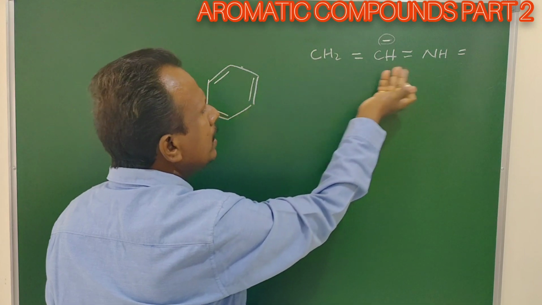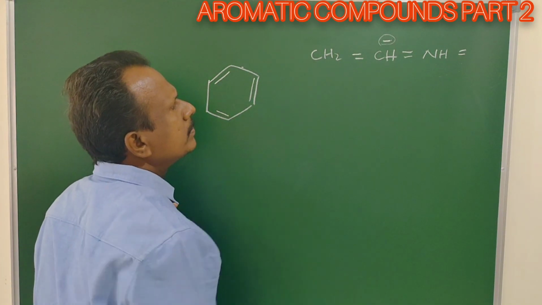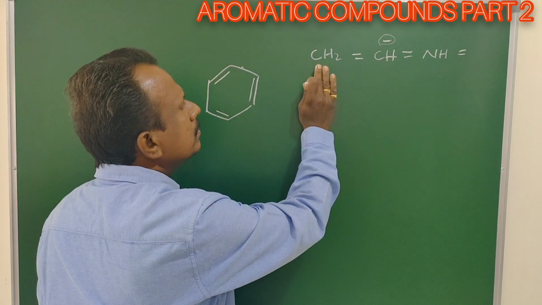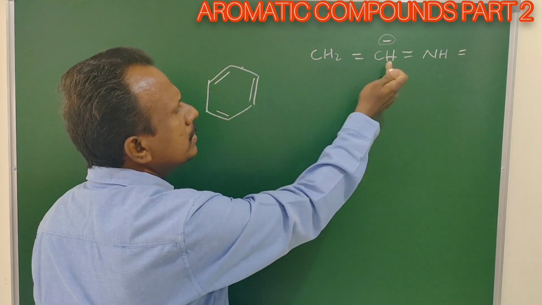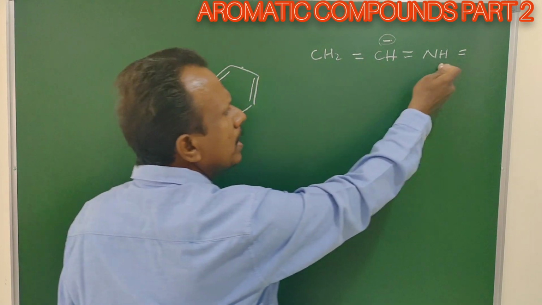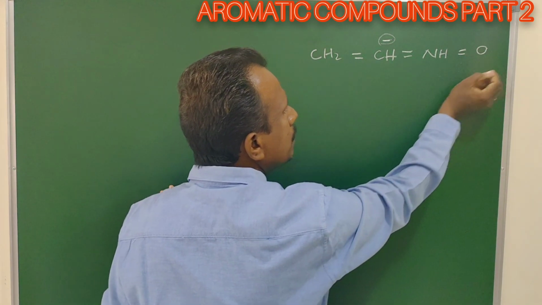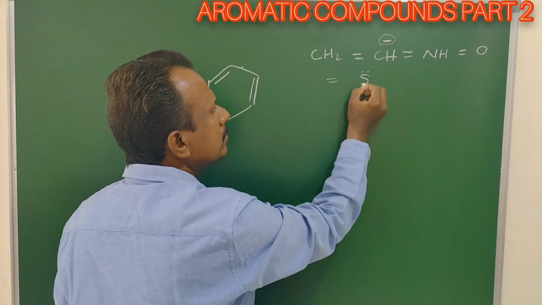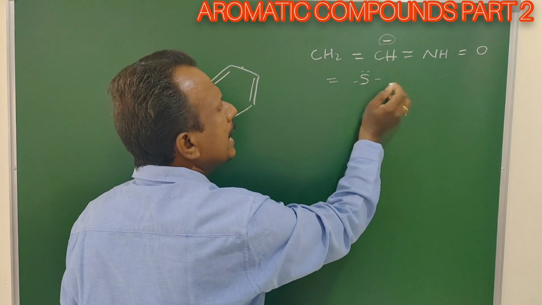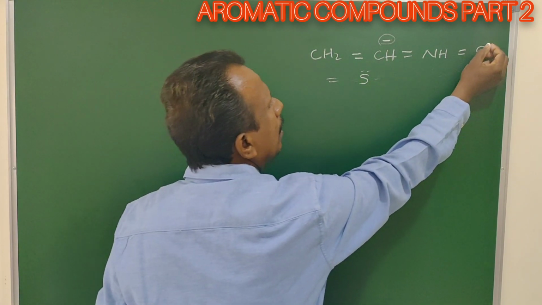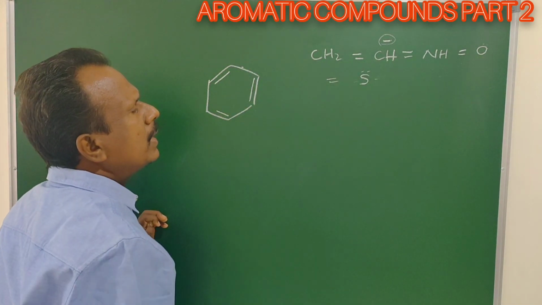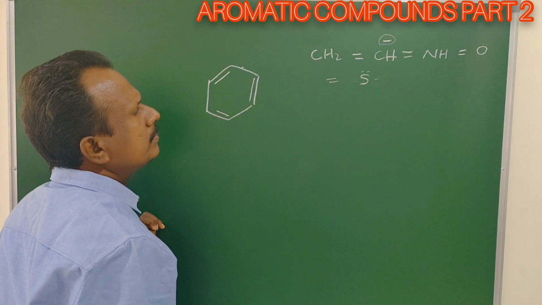NH is also divalent, these are divalent groups. This divalent group has 6 valence electrons. Oxygen has 6 valence electrons. Sulfur also has 6 valence electrons. All these are divalent groups, all in a divalent state, and they have 6 valence electrons.